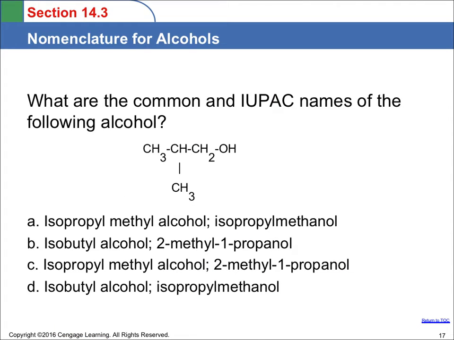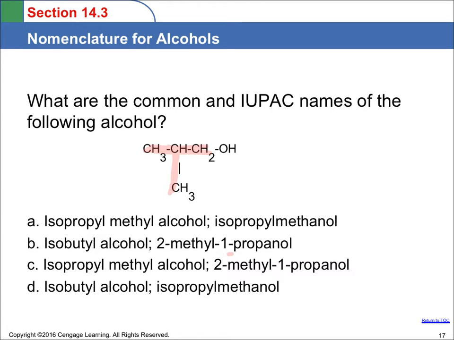Back to our common names that we had earlier. Here's another example. So we've got 4 carbons, but they are not connected in a straight chain. So which of these would be considered common names for this structure? Isopropyl methyl alcohol, isopropyl methanol, isobutyl alcohol, 2-methyl 1-propanol, isopropyl methyl alcohol, and so on.